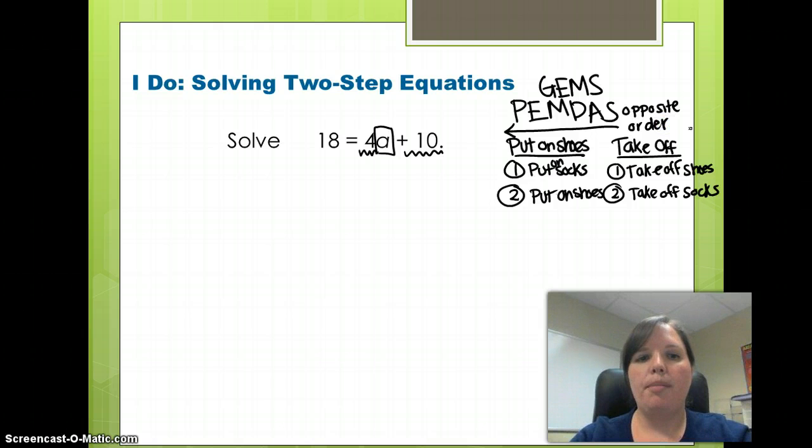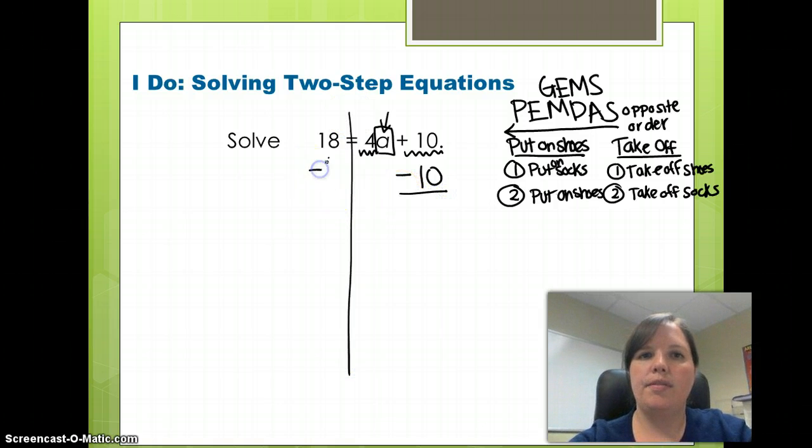So for our problem that we see here, if I plugged a number into a, what operation would happen first? Well, PEMDAS says multiply by 4, then add 10. So if I'm going in reverse order and I'm undoing these operations, I need to undo the addition of 10 first. How do I undo addition of 10? I subtract 10. So we're going opposite order, opposite operations as far as solving goes.